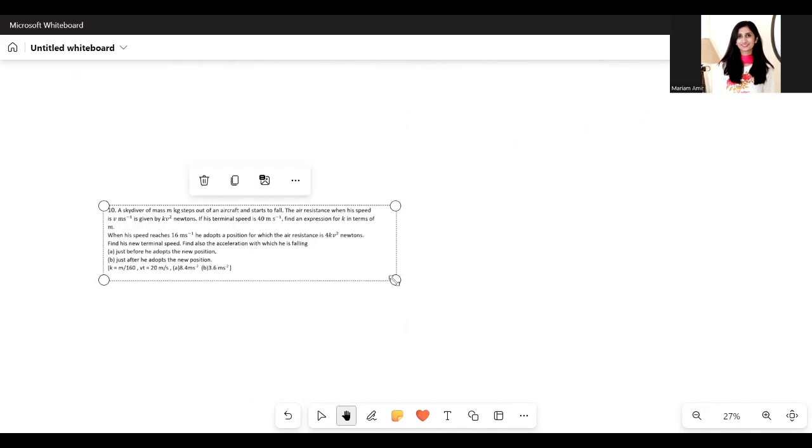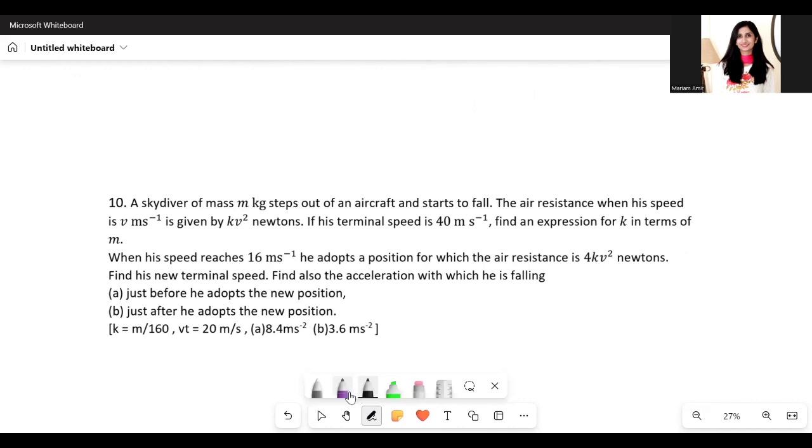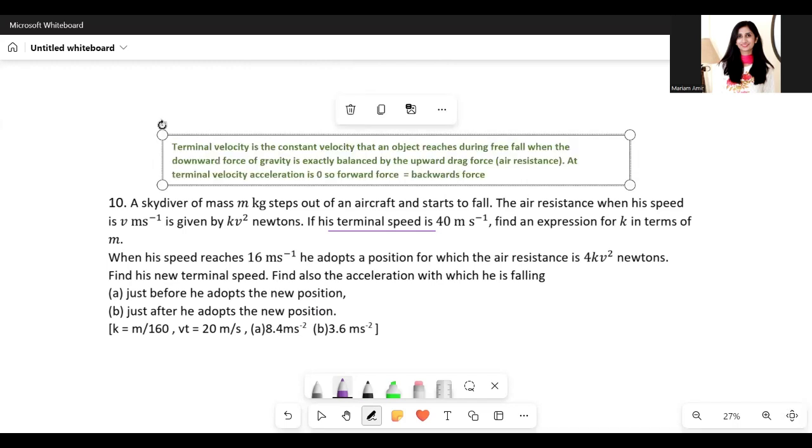Here's another question from the book on the same topic. This question talks about terminal speed, and I'm going to copy some text from the book related to terminal speed, and then we're going to understand what that is. So before we do this question, we need to understand what is terminal speed.